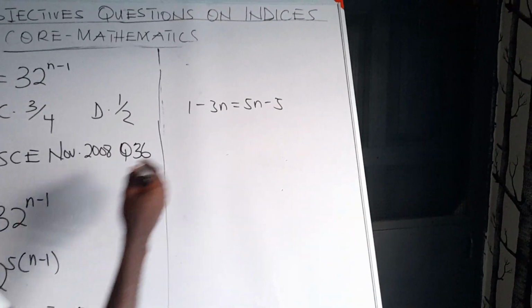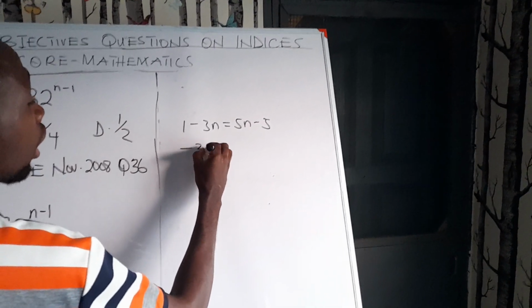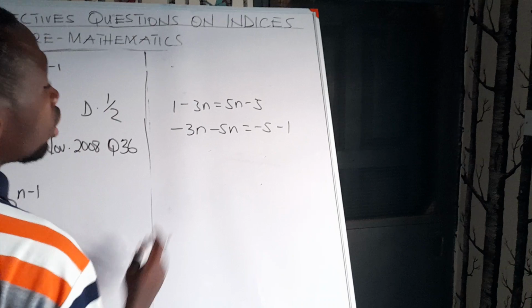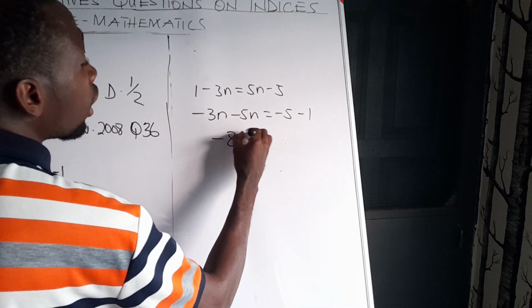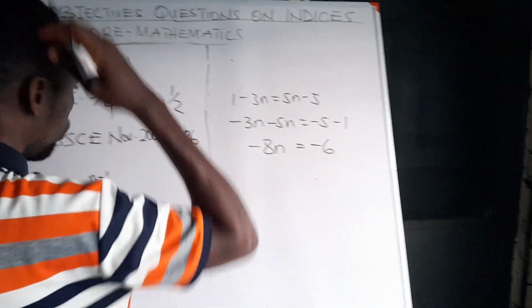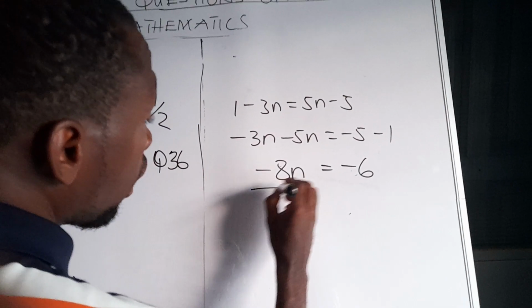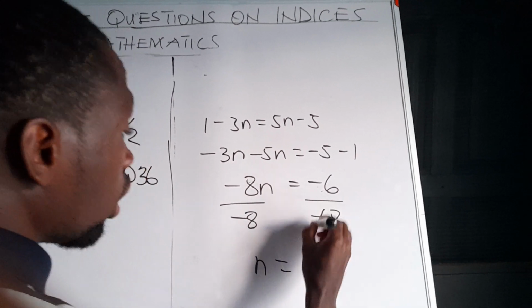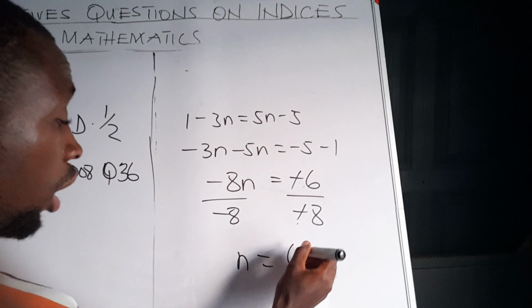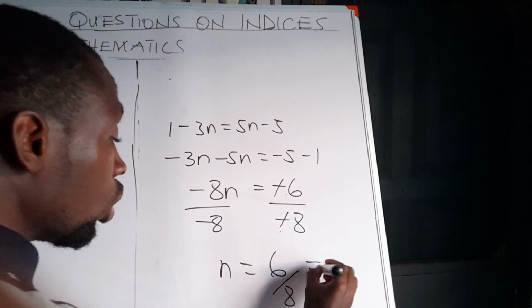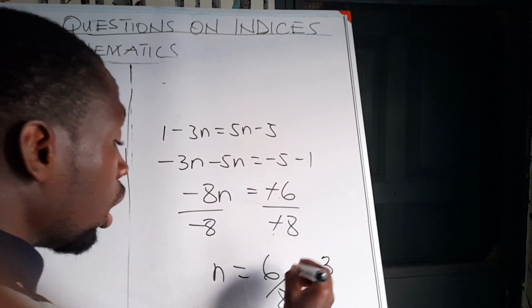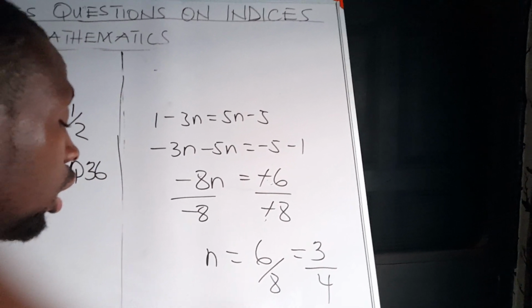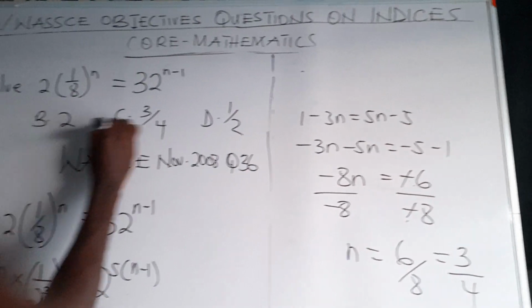What do we do? We group like terms. So we have minus 3n minus 5n equal to negative 5 minus 1. Minus 3n minus 5n, that will be minus 8n equal to negative 6. So what do we do? We divide both sides by negative 8. So n will be equal to 6 over 8. The negatives will go away. Now, common factor to divide 6 and 8: 6 divided by 2 will be 3, then 8 divided by 2 will be 4. So n then is 3 over 4. So the correct answer is C.